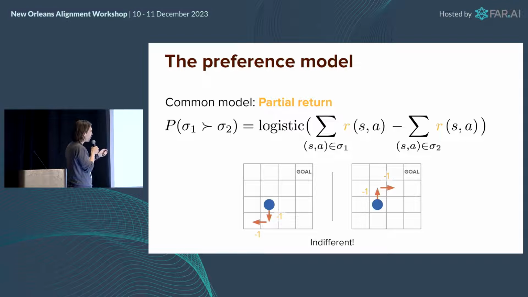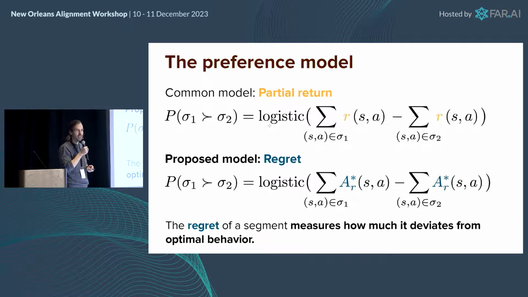So what's different here? The one on the right is optimal. The one on the right also has a different in-state value. So with those insights and some others in mind, we propose the regret preference model. The difference here is that we swap out the reward function for the optimal advantage function, and we sum optimal advantages of every transition in each of these trajectory segments. This summation, when negated, is what we call regret.